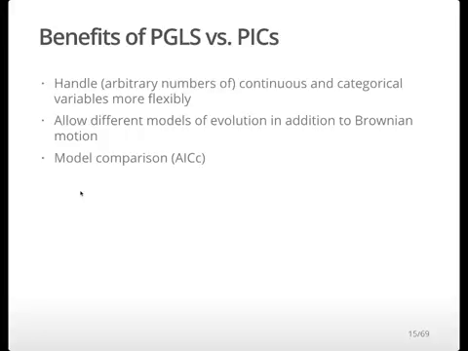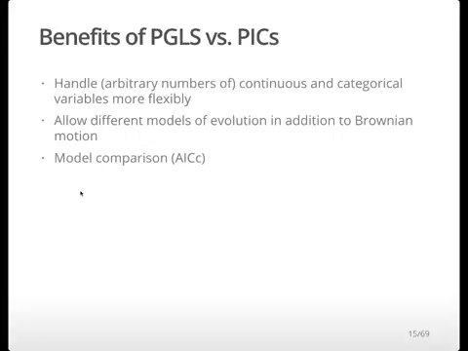And you can do other kinds of models, right? So you can do generalized linear models, right? So you can do logistic regression. There's logistic phylogenetic regression. Any sort of distribution of an outcome variable that you can imagine, you can do it now. That is a lot harder to do. It's not impossible, but it's a lot harder to do with independent contrasts.